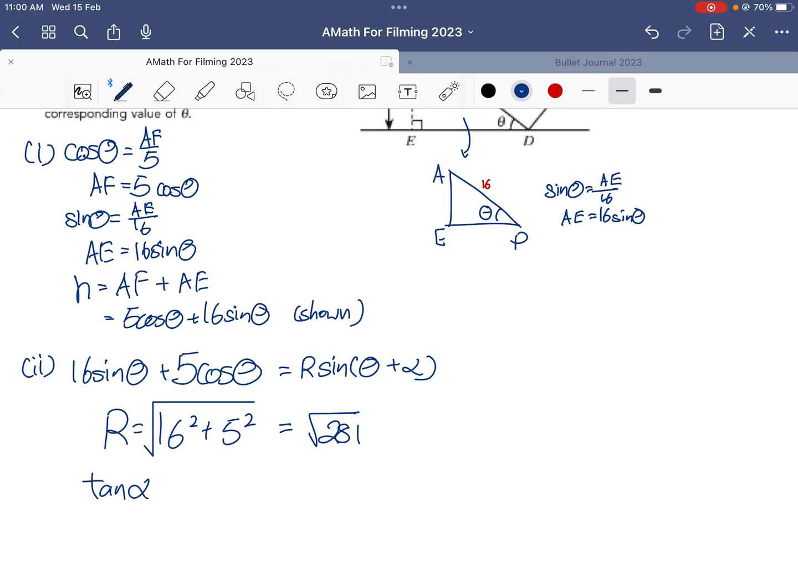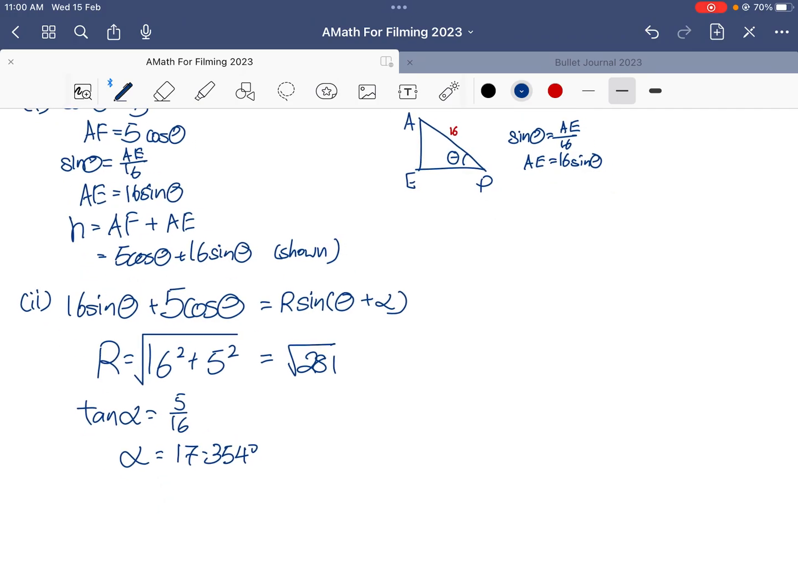Similarly, tangent alpha is 5 over 16. So my alpha value is 17.354 degrees. So in part 2, the expression that I'm looking for is h equals square root of 281 sine theta plus 17.4 degrees.